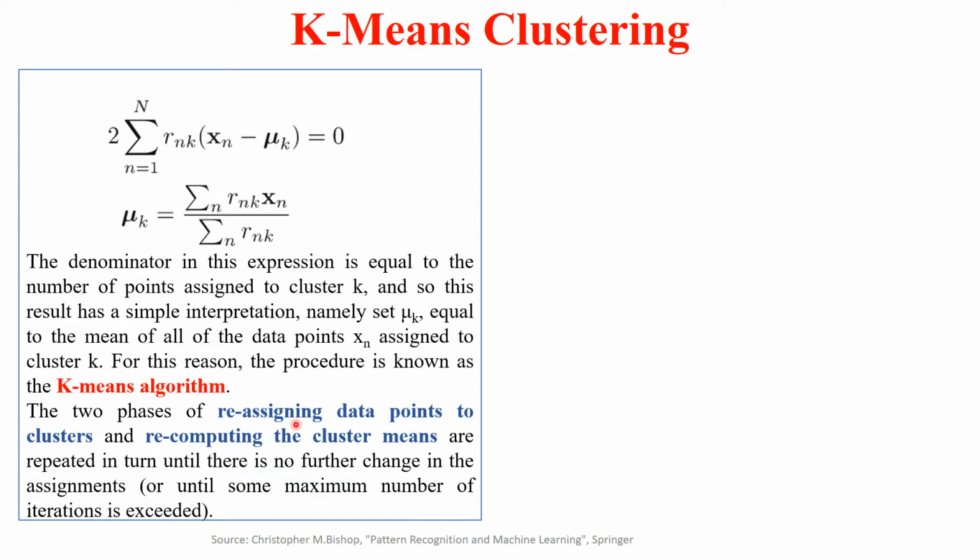The two phases of reassigning the data points to clusters and recomputing the cluster means are repeated in turn until there is no further change in the assignments or until some maximum number of iterations is exceeded.